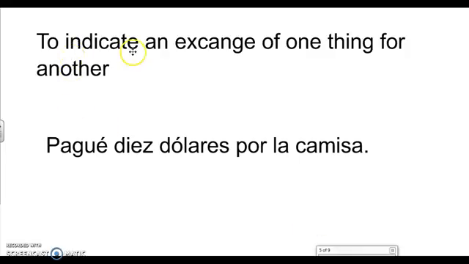We use por to indicate an exchange of one thing for another. Pagué $10 por la camisa. I paid $10 for the shirt. In other words, I exchanged the $10 for the shirt.